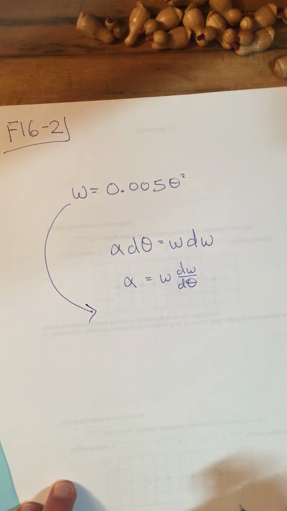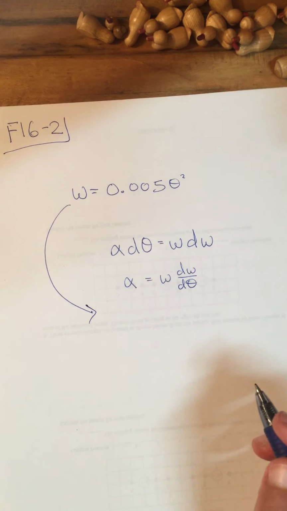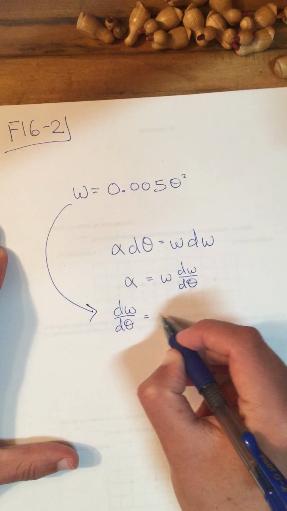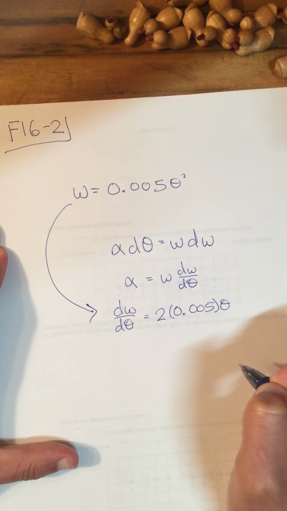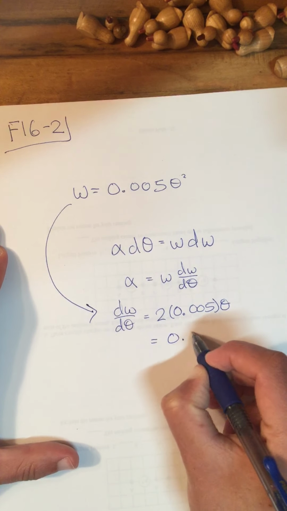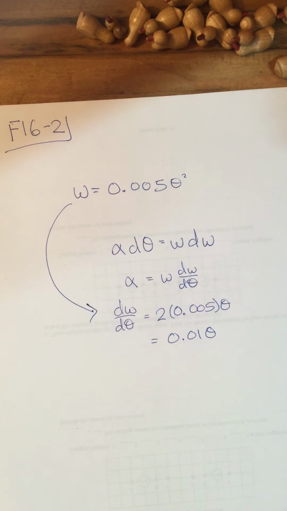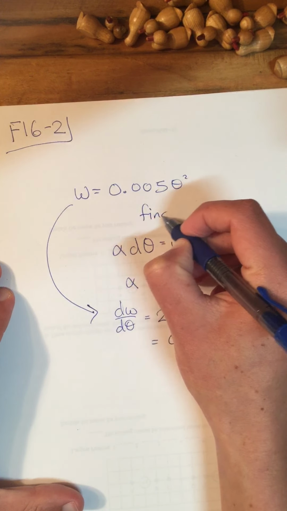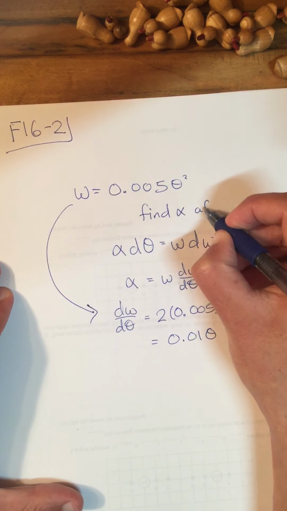I have the angular velocity as a function of theta, so let's take the derivative, and we have 2 times 0.005 times theta from taking the derivative. That is 0.01 times theta. I'm looking for the angular acceleration after the flywheel has rotated 20 revolutions.